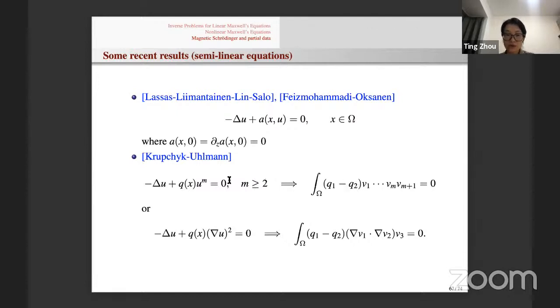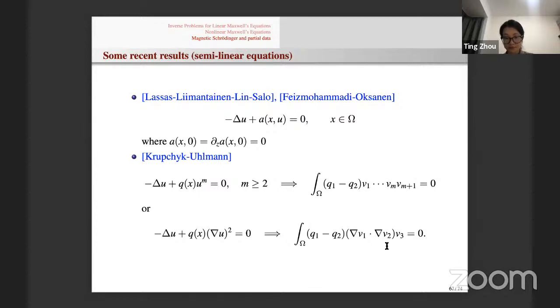So this is simple. If you have an m-th order nonlinearity, you have q1 minus q2 times m plus 1 harmonic functions. And if you have a nonlinearity that is the product of two gradients, then you will have a product of the two gradients of harmonic functions multiplied by a third function. So you can see the trend here. All these integral identities are for partial data. So m solutions will be supported on gamma 1, and the next one will be supported only on gamma 2.